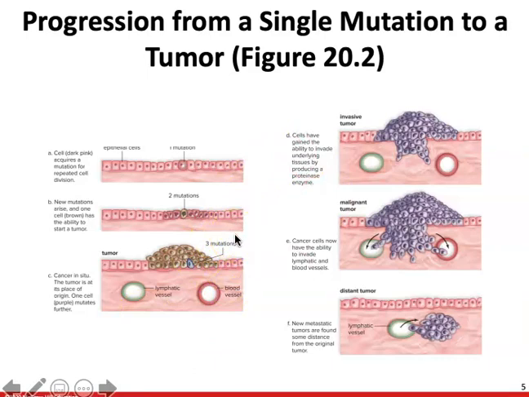But where it really becomes an issue is once the cell starts to become invasive. Once the cell gains the ability to invade surrounding tissues, it becomes very dangerous because it can reach into the bloodstream. If it can access a blood vessel or a lymphatic vessel, it can then travel to various parts of the body and start developing in other areas.